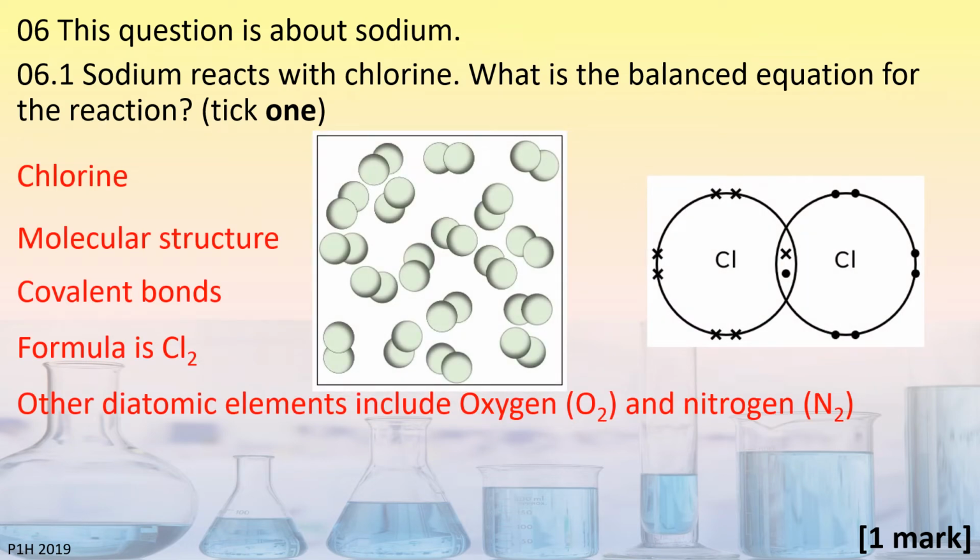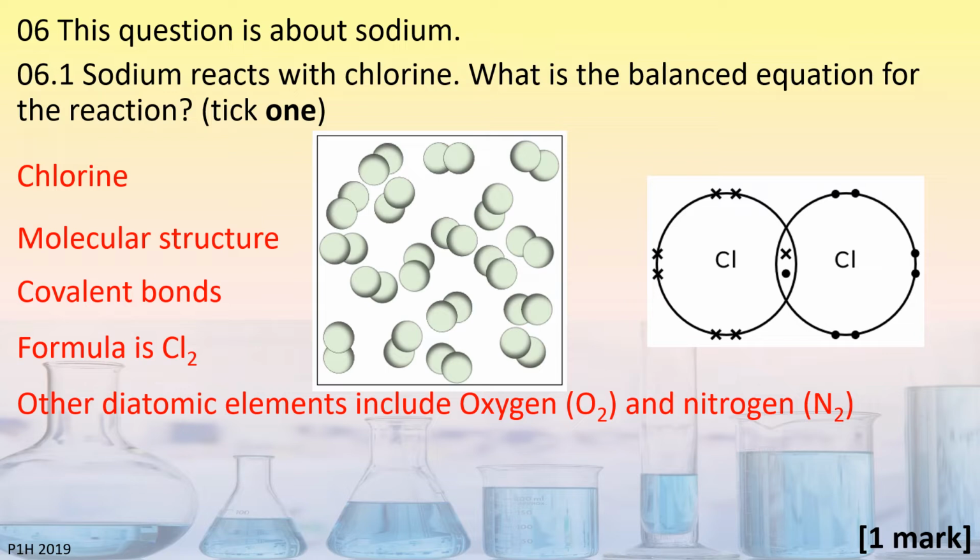Now let's take a look at chlorine. Chlorine has a molecular structure, sometimes called simple. The diagram on the left shows this structure. Covalent bonds occur between non-metal atoms. The electrons in the covalent bond are shared. The dot and cross diagram on the right shows the electrons shared between two atoms in a chlorine molecule.